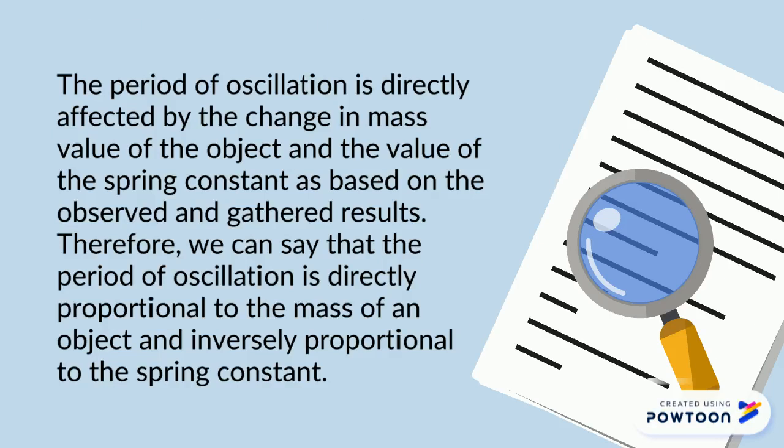The period of oscillation is directly affected by the change in the mass value of the object and the value of the spring constant, as based on the observed and gathered results. Therefore, we can say that the period of oscillation is directly proportional to the mass of an object and inversely proportional to the spring constant.